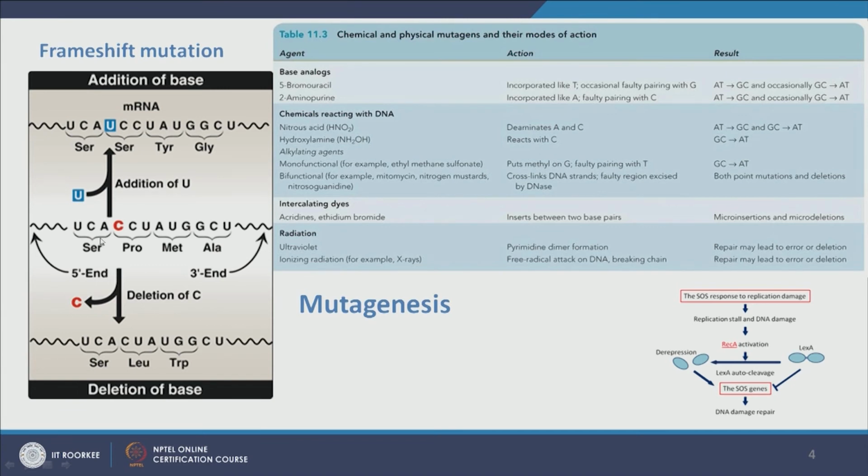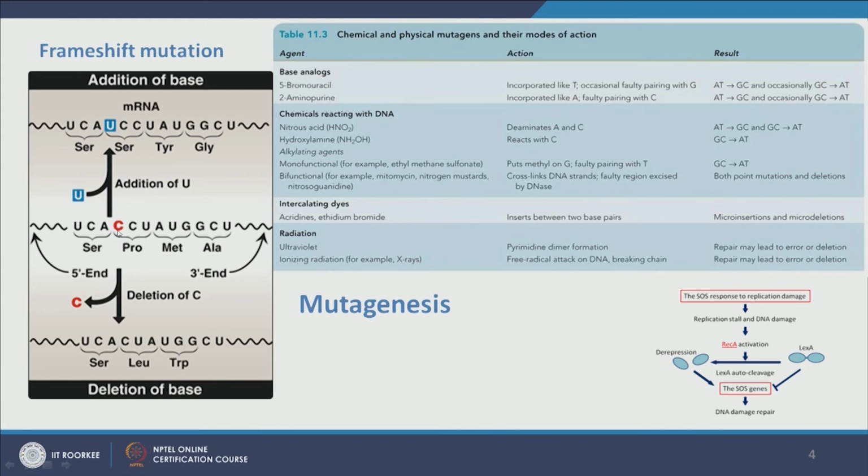Now let us say we add a uracil here. So this will create a frame shift mutation. How? When we add a uracil here, it is still reading the first 3 as UCA, but now instead of reading CCU, it will read UCC, which will code for a different amino acid, and then all of them will shift and we will have a very different sequence than what was supposed to be. So this is a frame shift mutation. The frame of reading has shifted.